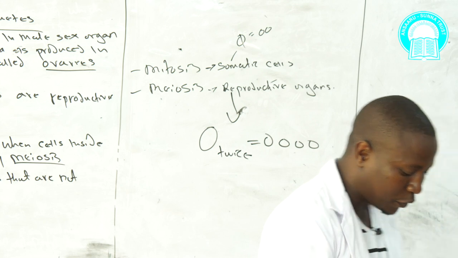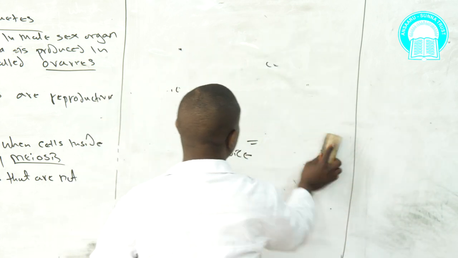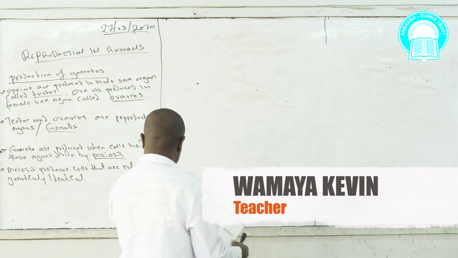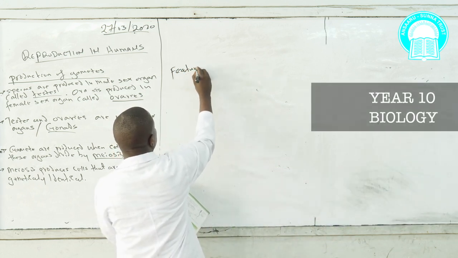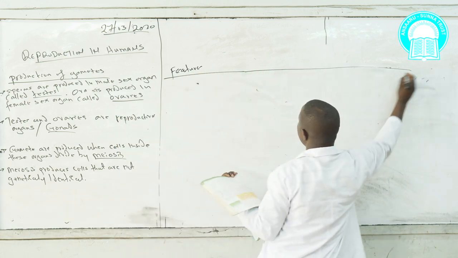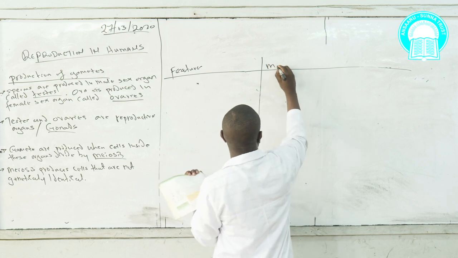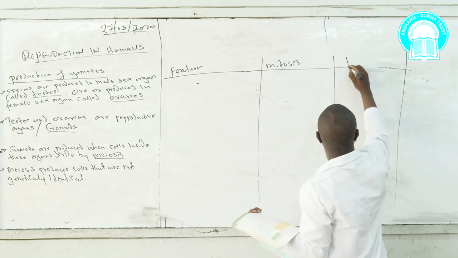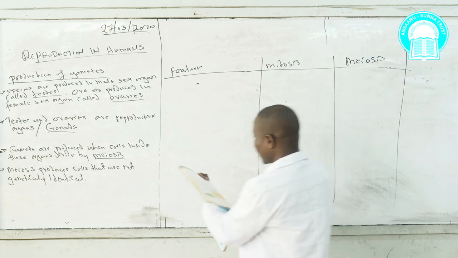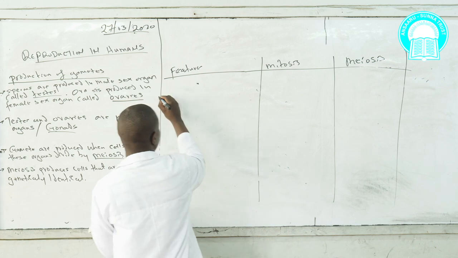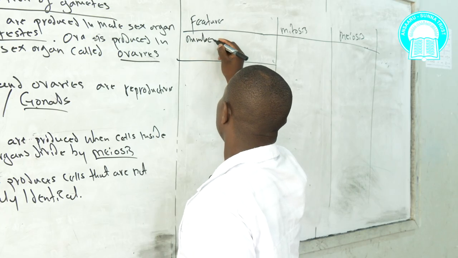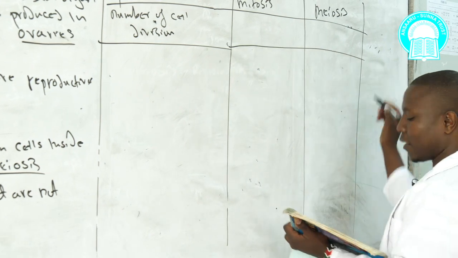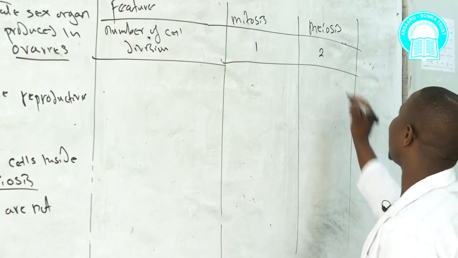And if I can tabulate it, the differences between meiosis and mitosis, I can use a diagram. You have the feature, here you have mitosis, and here you have meiosis. Under the number of cell divisions: how many does mitosis have? It only has one. But meiosis divides twice.